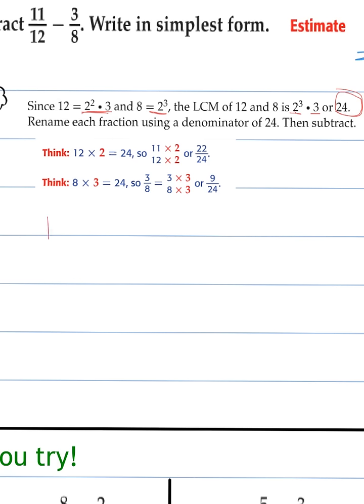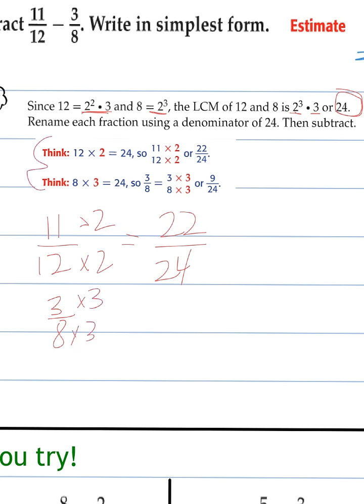Okay, so 11/12 we would times by 2, which would be 22 over 24. And then we have 3/8, times those by 3. This is what this is showing right here. Okay, which would be 9/24. So if we take 22/24 minus 9/24, again, 22 minus 9 is going to give us 13. The denominator stays the same, 24. Okay, so our answer is 13/24.